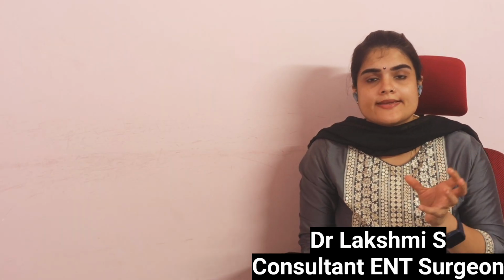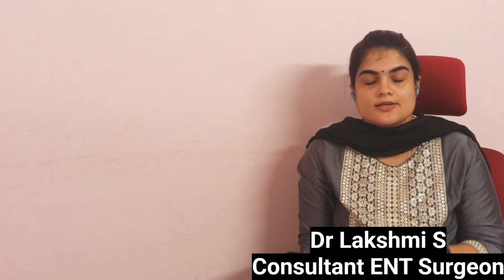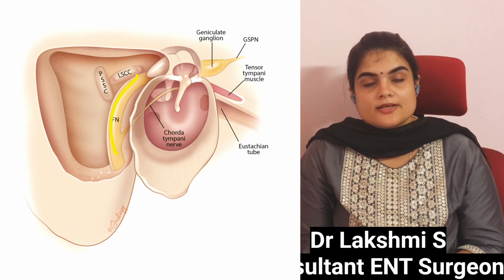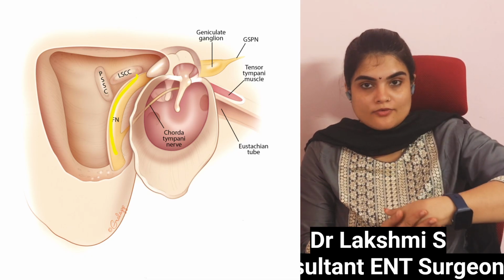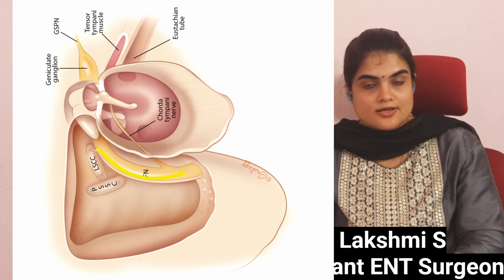Now, after the second genu, it has become the vertical segment. So the vertical segment, or the mastoid segment, runs vertically downwards. In the posterior wall of the middle ear is the anterior wall of the mastoid. So that is where it runs downwards.